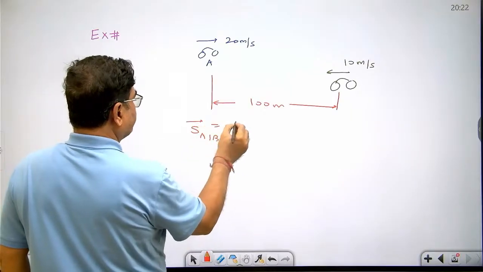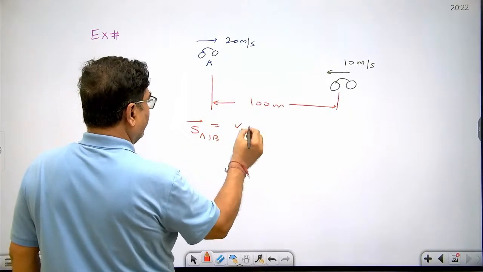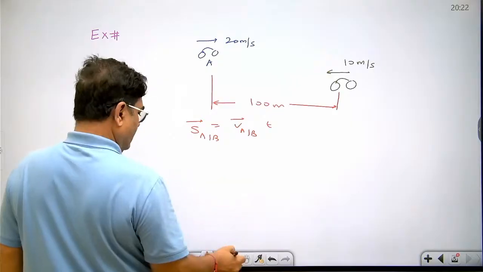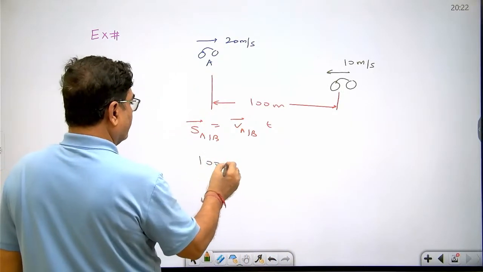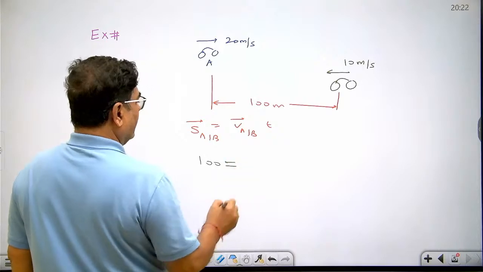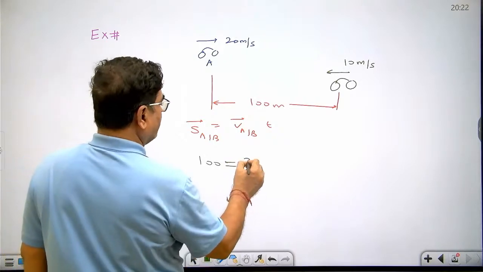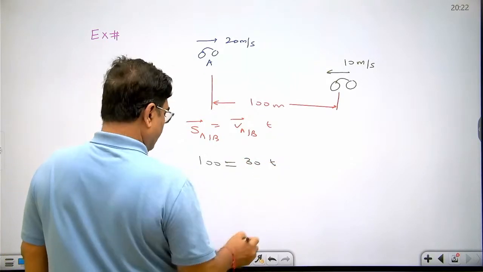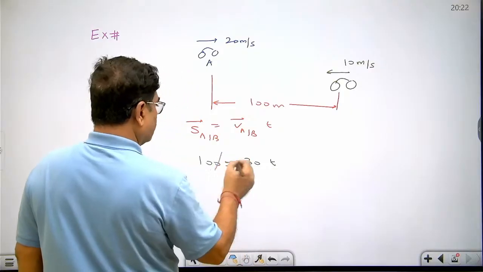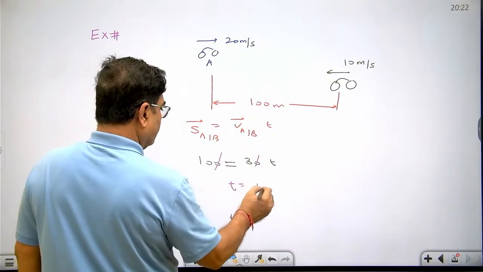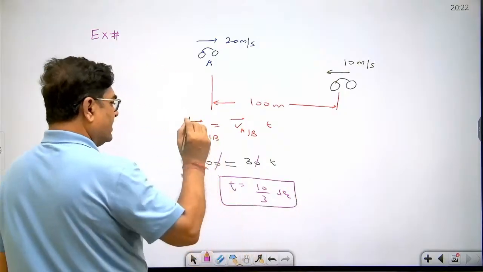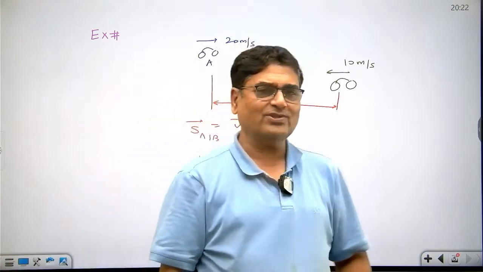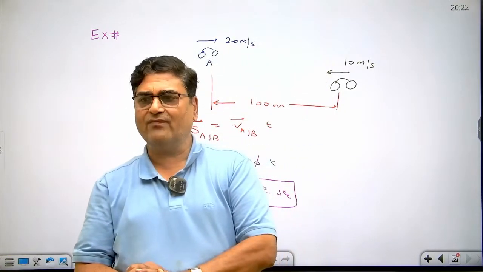Displacement of A with respect to B equals velocity of A with respect to B times time interval. Dear student, what is the displacement of A with respect to B? This is 100 meter. What is the magnitude of relative velocity of A with respect to B? This is 30. This is the time interval. Let us cancel 0, 0 on both sides. So we are getting time equal to 10 upon 3 seconds. This is the time when the two cars will cross each other.